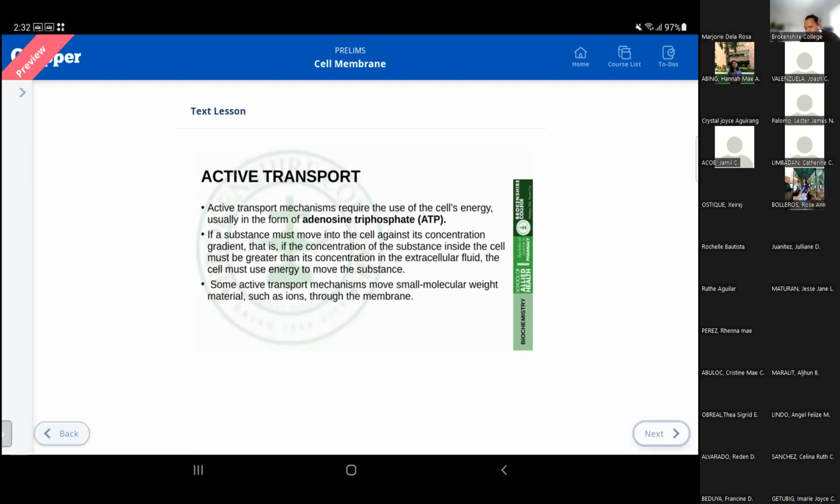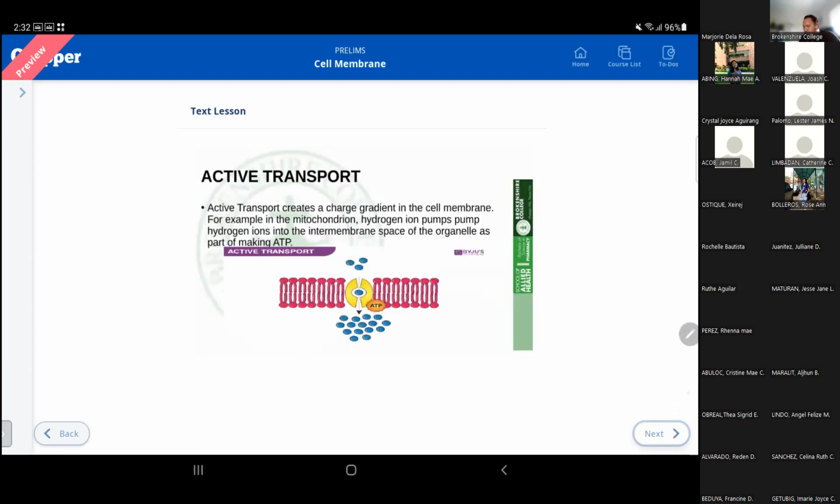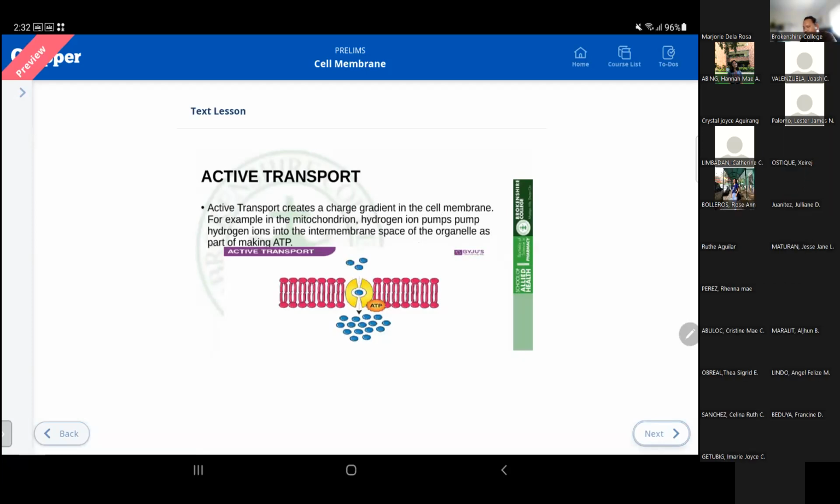Some examples of active transport mechanisms are those of small molecular weight materials such as ions through the membrane. Active transport of ions in the membrane creates a charge gradient in the cell membrane. For example, in the mitochondrion, hydrogen ion pumps pump hydrogen ions into the intermembrane space of the organelle as part of making adenosine triphosphate.